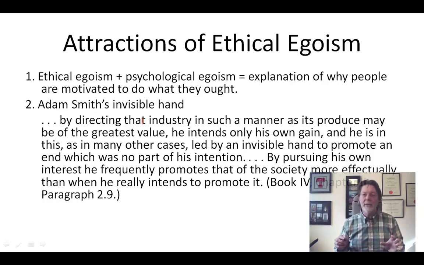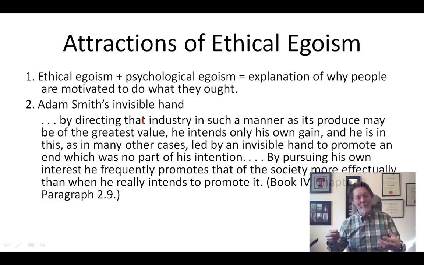There's a couple of attractions for ethical egoism. One, it helps explain why people can be motivated to do what they ought to do, because if they ought to act only in their own self-interest, and they are, by psychological egoism, motivated to do that, that's what people do, then you get this explanation of why people are motivated to do what they ought. You could also add, perhaps, that if psychological egoism is such that you can only act in your self-interest, then that means that ethical egoism would be the only possible theory. And we'll talk about that in a minute.